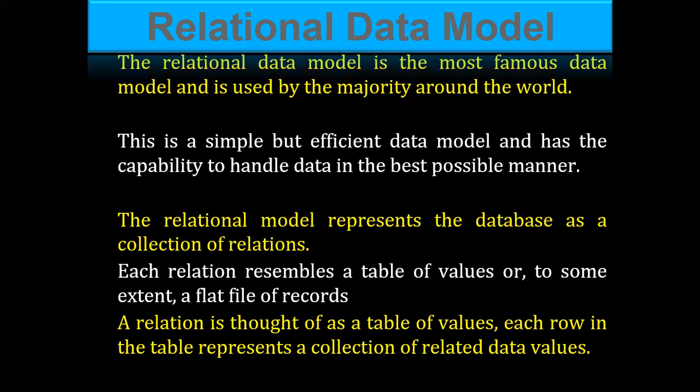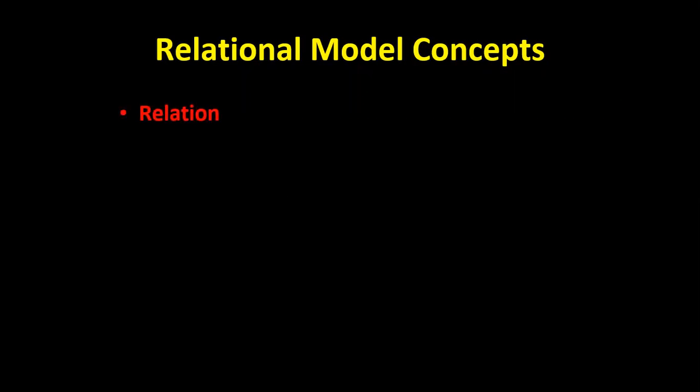Why is this relational data model so famous? It is because of its simplicity. Relational data model is a very simple but effective data model, and it has the capability to handle data in the best possible way. As the name indicates, the relational data model is just a collection of relations. Relation means it is similar to a table, a table of values, where the table contains rows and columns with a set of valid data.